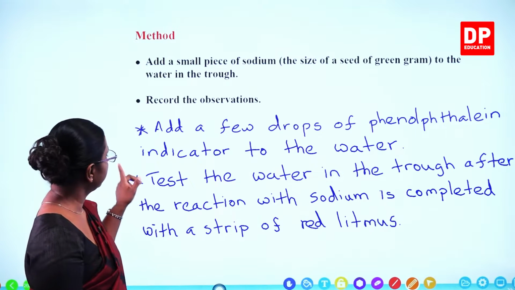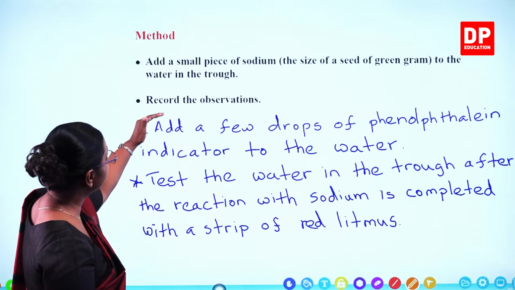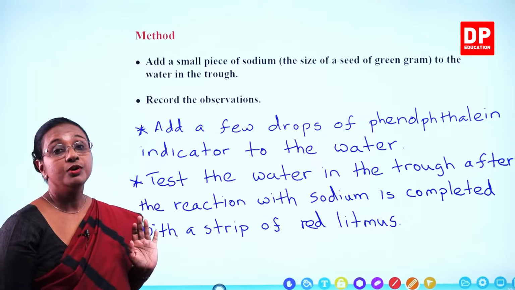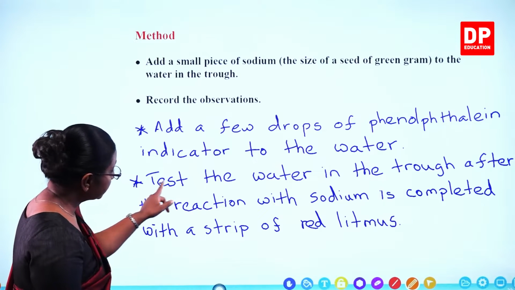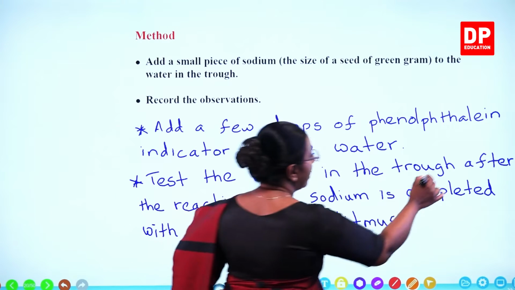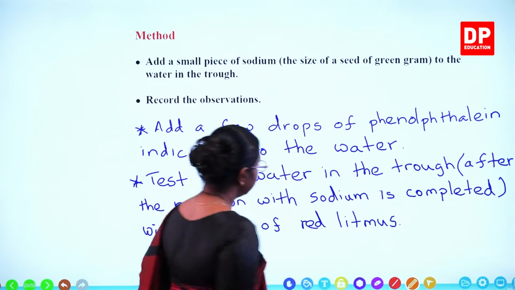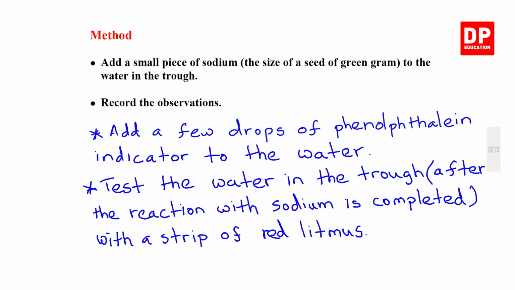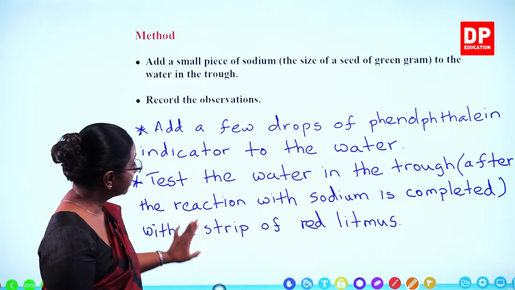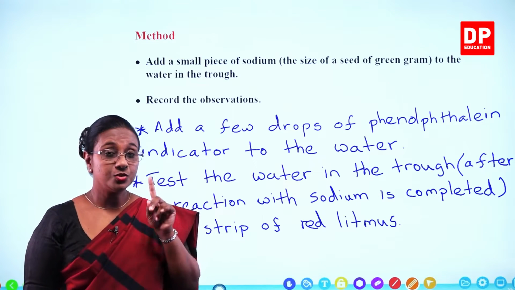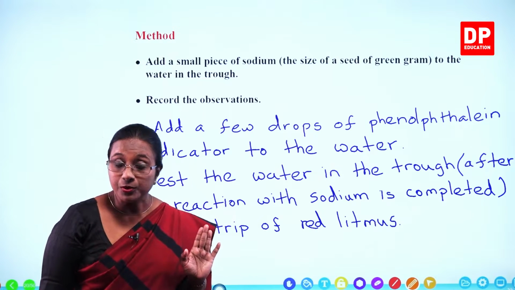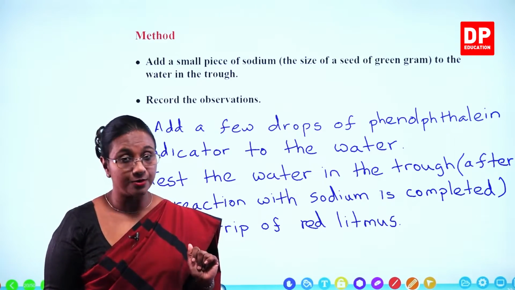So add a few drops of phenolphthalein indicator to the water. As I said, you can do it before you put sodium or you can put it after you react sodium with water. Test the water in the trough after the reaction with sodium is completed with a strip of red litmus. There also you might be able to see a color change. So those are the steps of the activity, students. This is only the reactivity of sodium with water. So we will go to the lab and do this activity now.